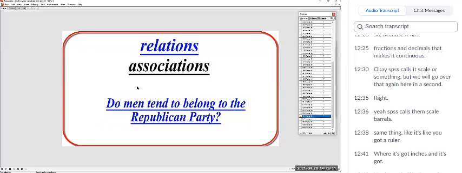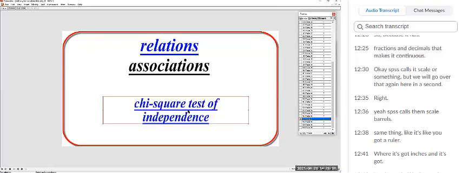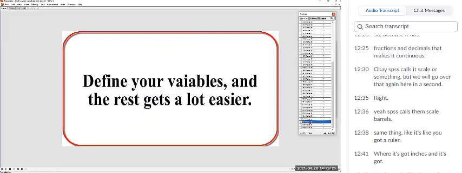So when you're comparing two and only two categorical variables, that's when you would use the dreaded chi-squared test of independence. Again, I tease because I really love these tests. So please, chi-squared test of independence, don't take that personally. And the reason you got to define your variables is because it'll make your life easier. I guarantee it. It'll make your professor's life easier.